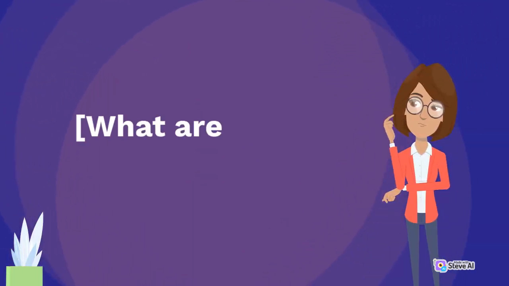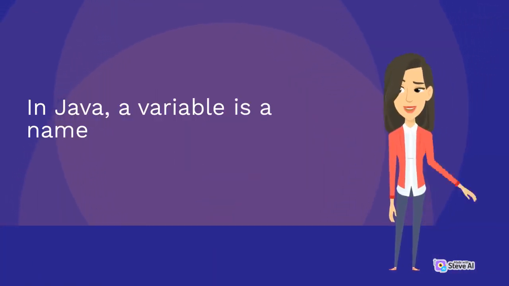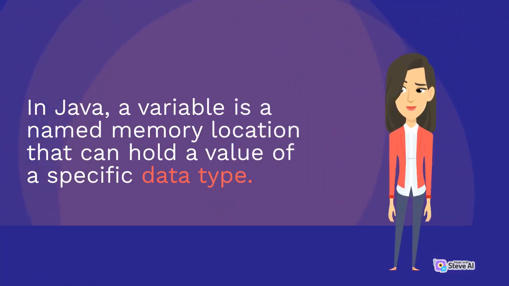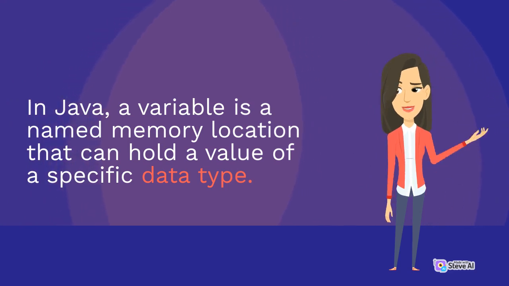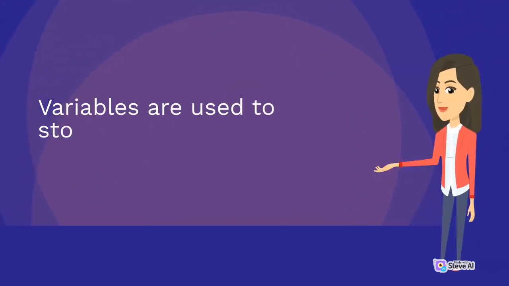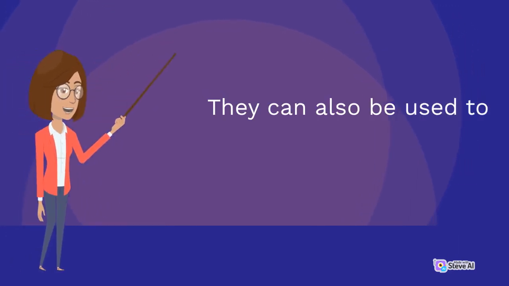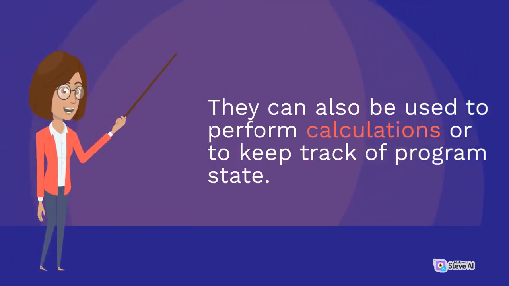What are variables? In Java, a variable is a named memory location that can hold a value of a specific data type. Variables are used to store data that can be used later in the program. They can also be used to perform calculations or to keep track of program state.